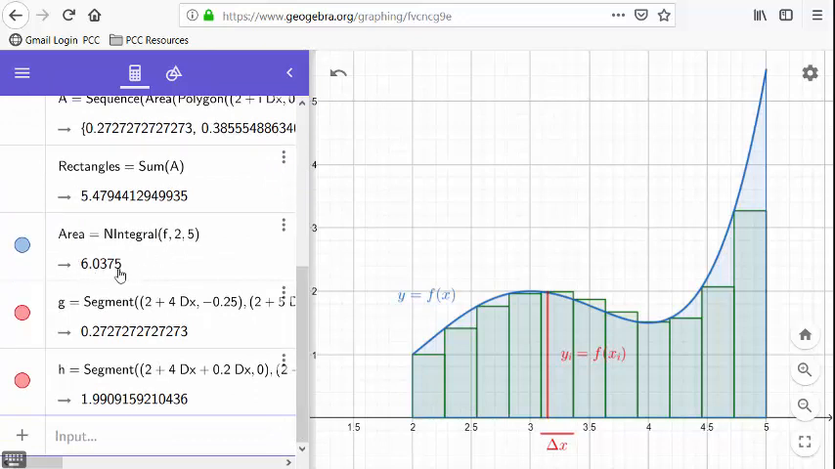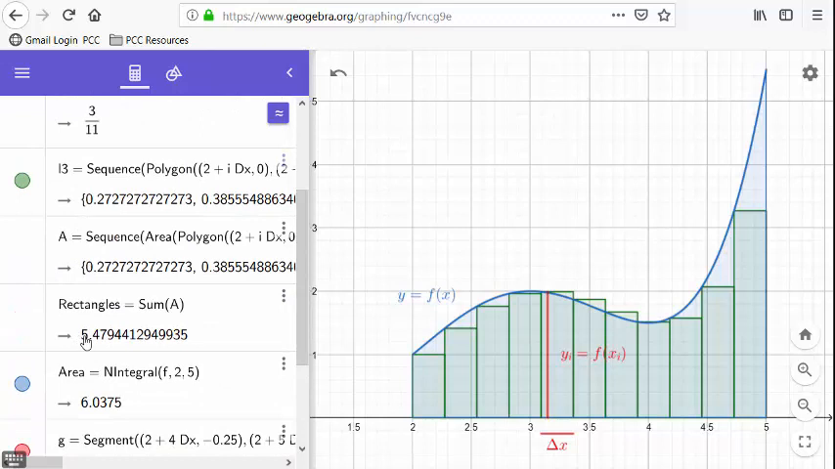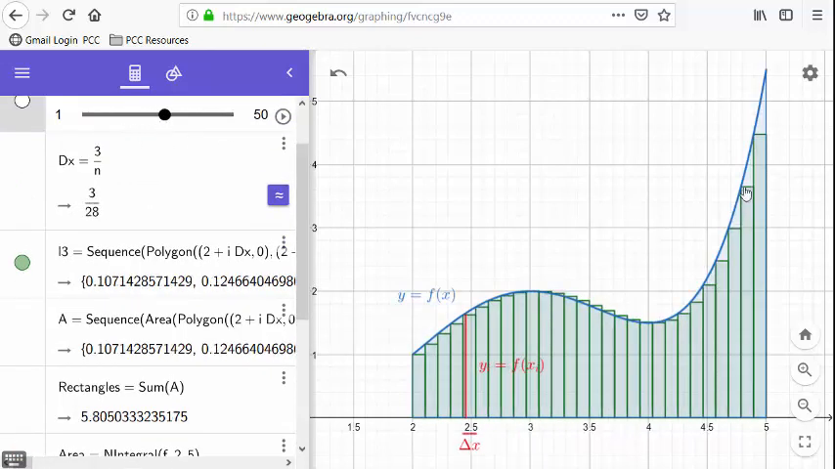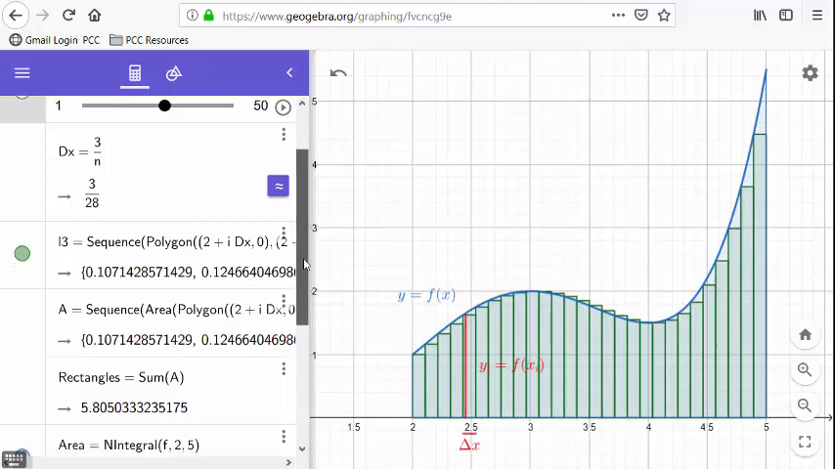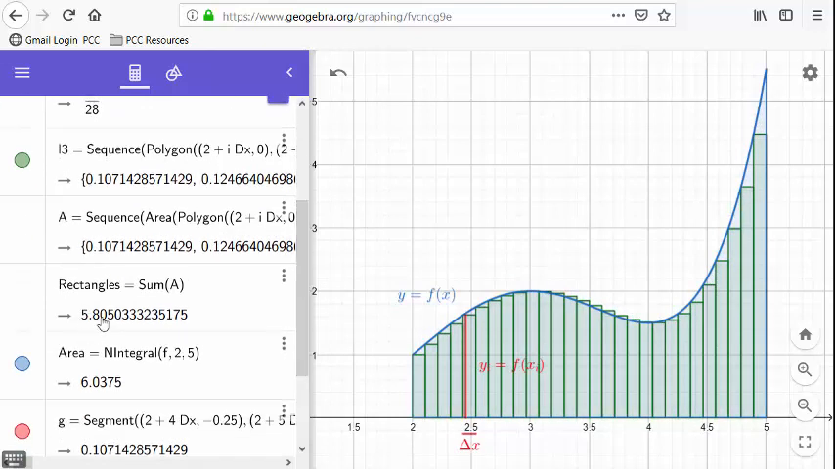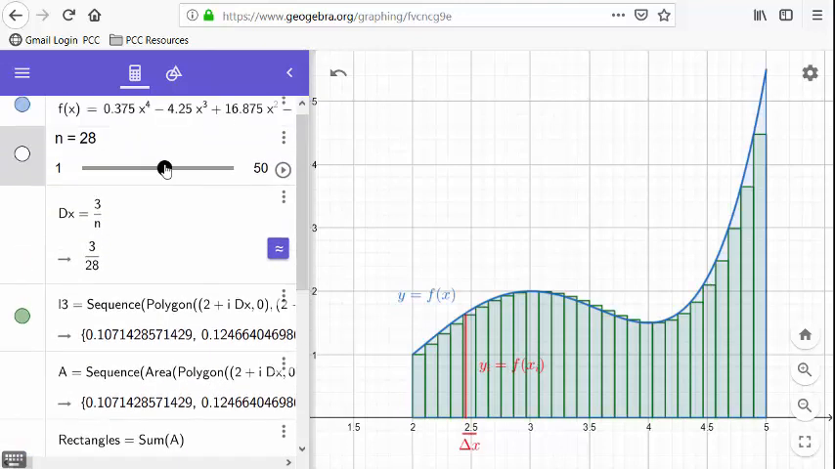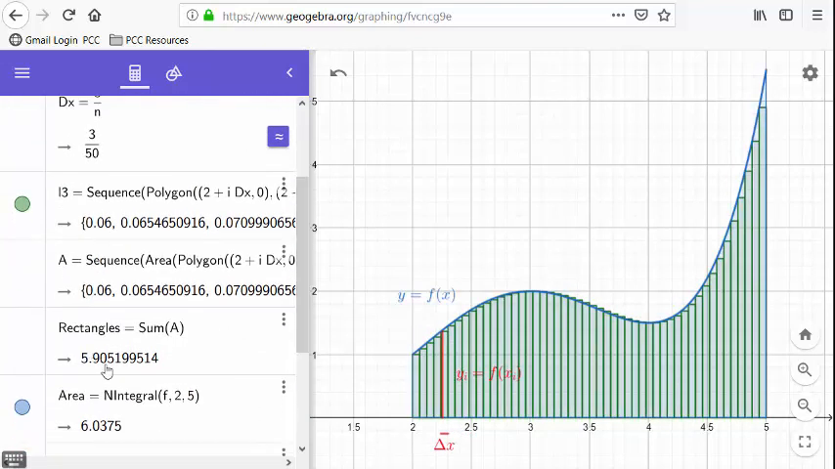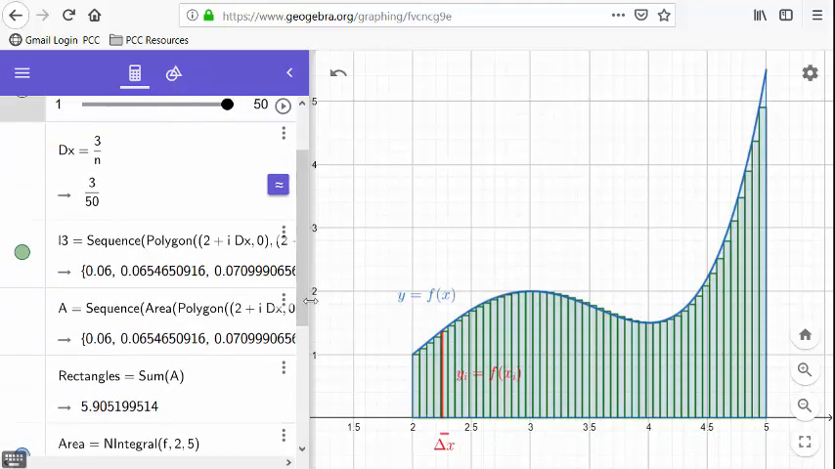And so that looks like 6.0375 here. That's the actual area, and this is using an integral in GeoGebra, and here we're doing the rectangles. The sum of their areas is 5.47, so it's a bit of an underestimate there. As we increase the number of rectangles, we see that the underestimate should be getting a little bit better. Now the sum of my rectangles is 5.805, which is definitely closer to that integral. Let's take this all the way up to 50, and we see that we're only 0.1 beneath now. So that's what we're doing in practice.